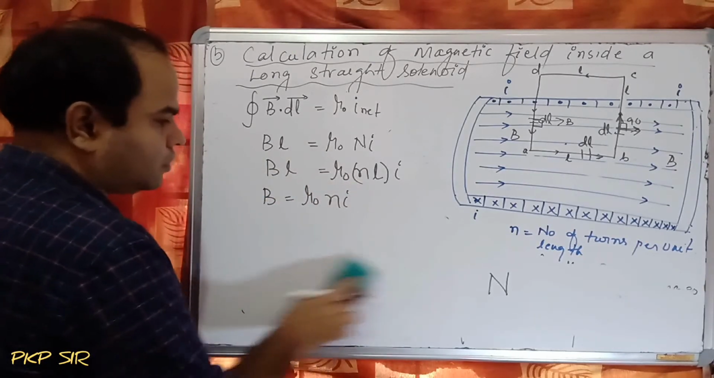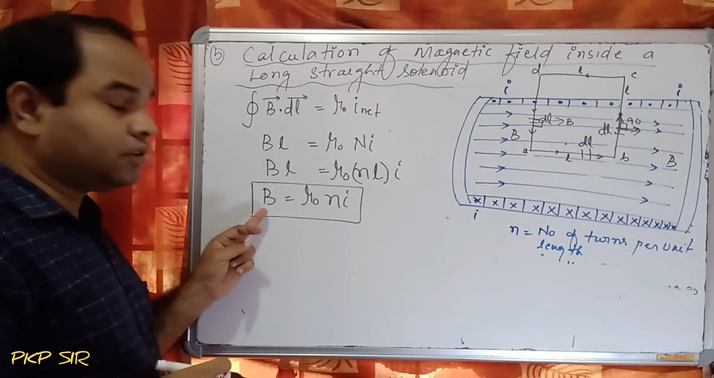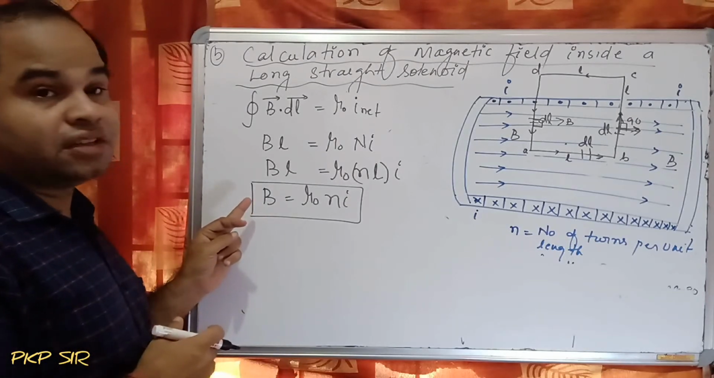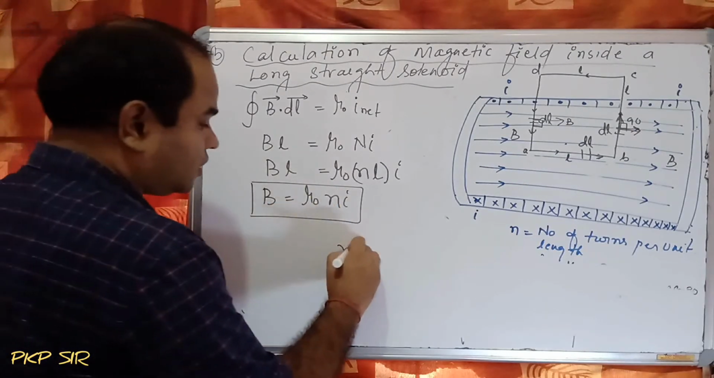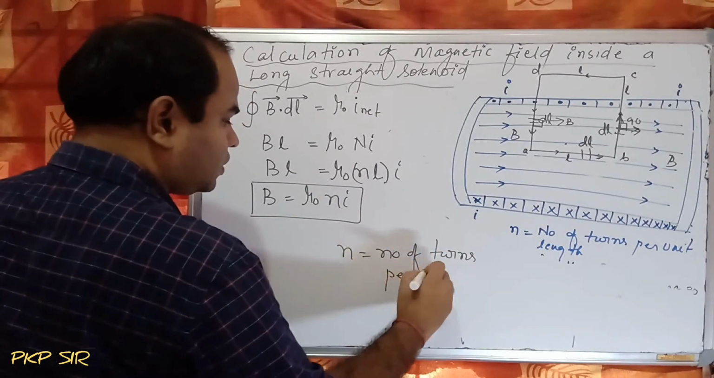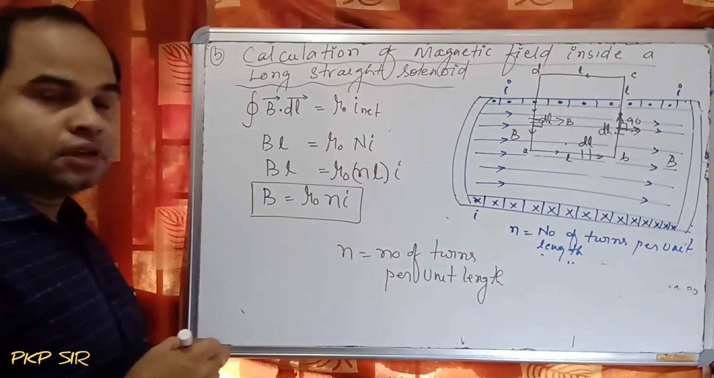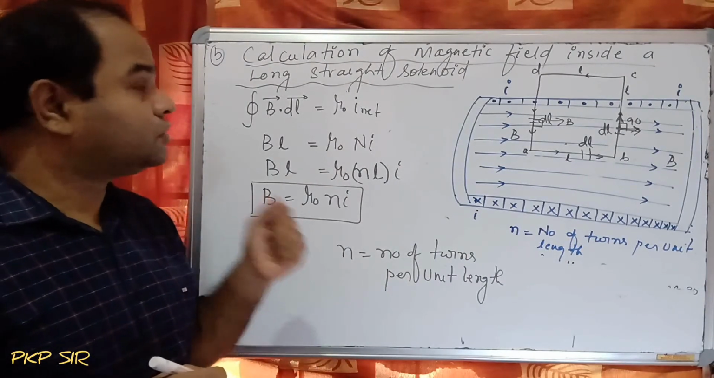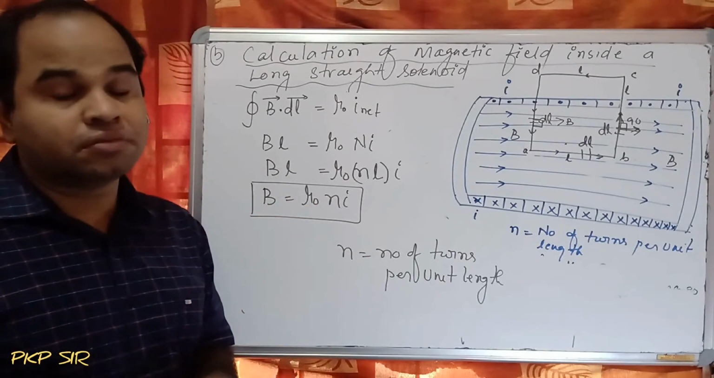So B is equal to mu naught N I. This is the value of the magnetic field inside a long straight solenoid, where N is the number of turns per unit length. Again, I am saying the magnetic field inside a long straight solenoid is mu naught N I, where N is the number of turns per unit length.